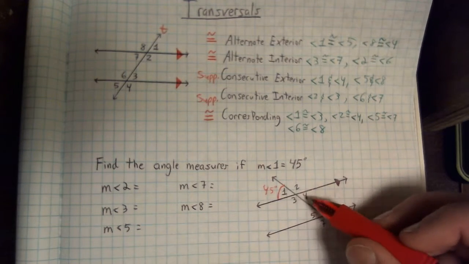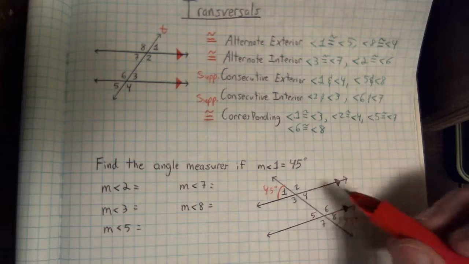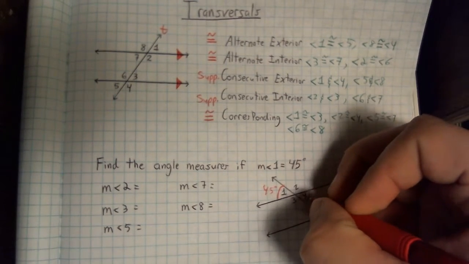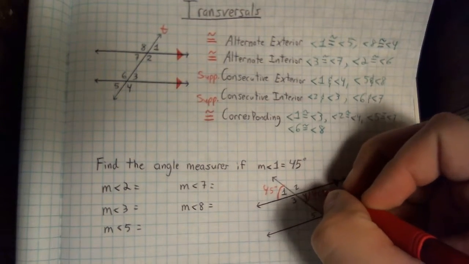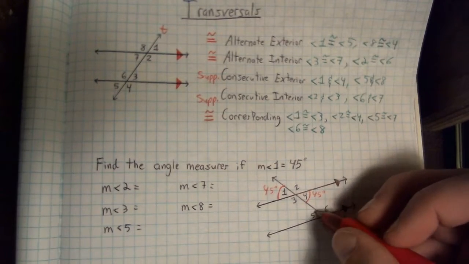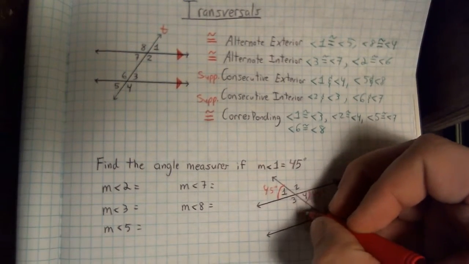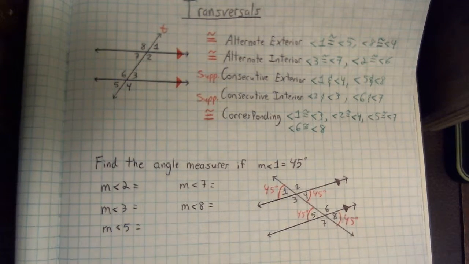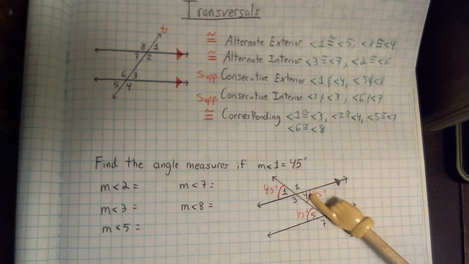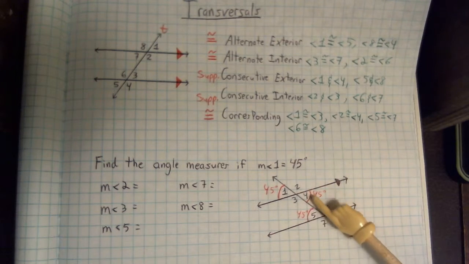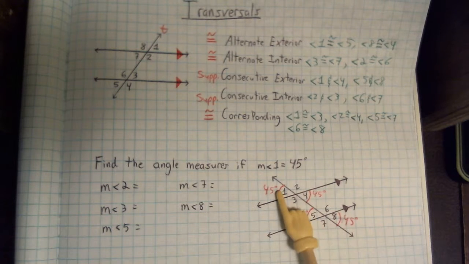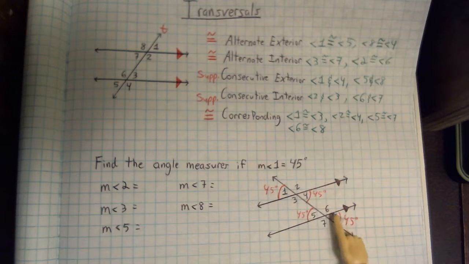I also know vertical angles are congruent. That means that angle 1 and angle 4 are also 45 degrees, and if I look across from angle 8, angle 5 is vertical, which makes it congruent. I also should recognize real quick that alternate interiors are congruent, so that worked out, and corresponding angles are congruent, so those work out too.